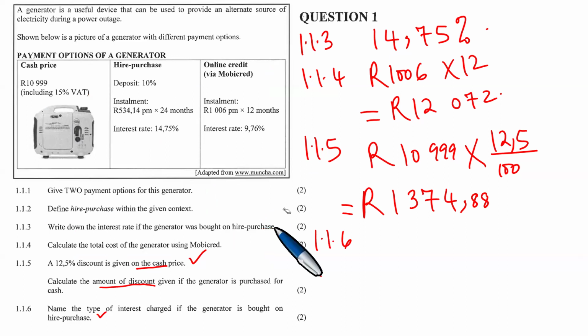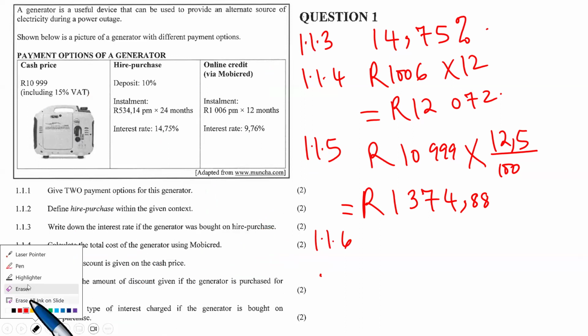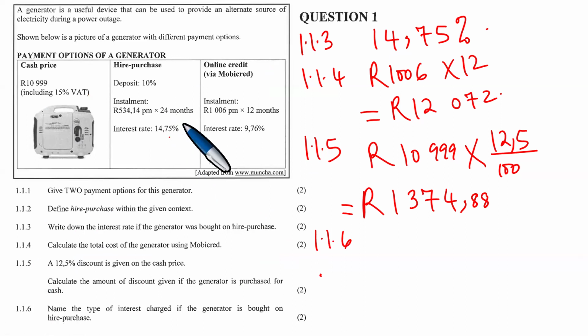It's obvious. Think about it. Okay, we are learning mathematical literacy. I want you to get a distinction in mathematical literacy. But what do we call this interest rate of 14.75%?